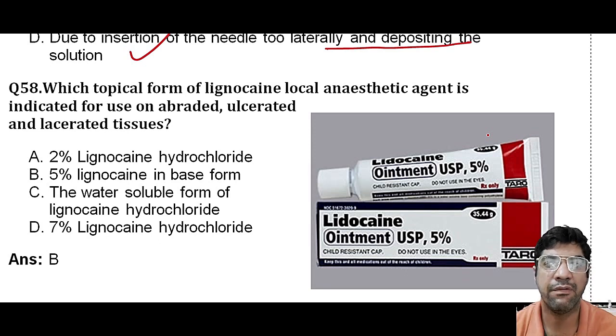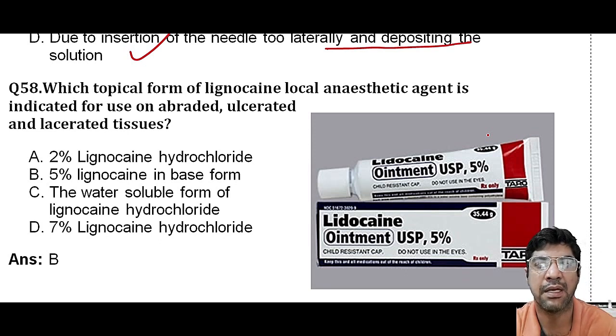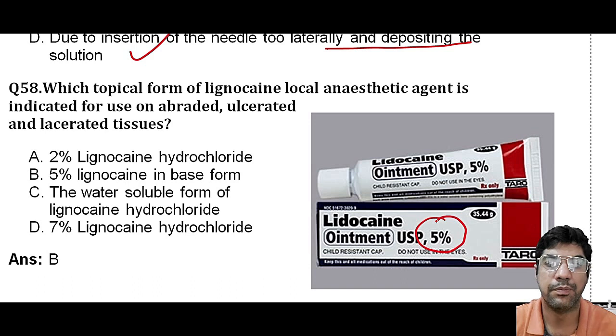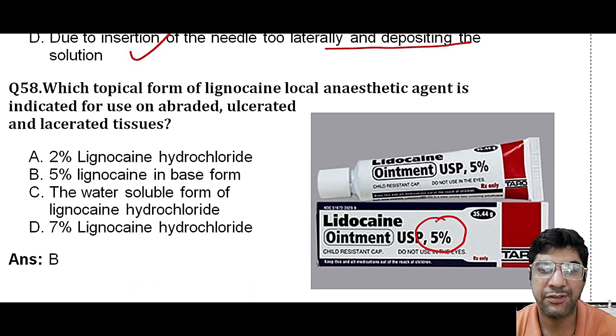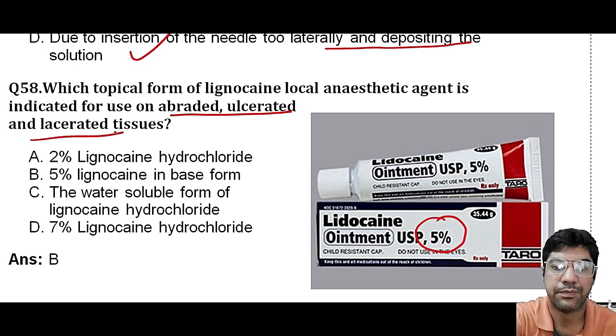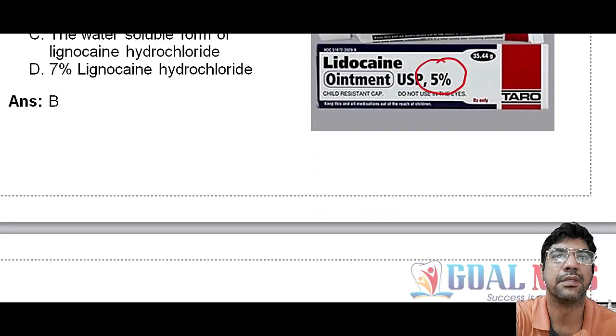Next question. What topical form of lignocaine local anesthetic agent is indicated for use on abraded, ulcerated and lacerated tissue? It's 5% lignocaine in base form. The base form is used for these types of tissues as it is poorly soluble in water. So it will stay in place and provide local anesthesia effectively. That is why it is used on abraded, ulcerated and lacerated tissue. So that's why it's the answer.